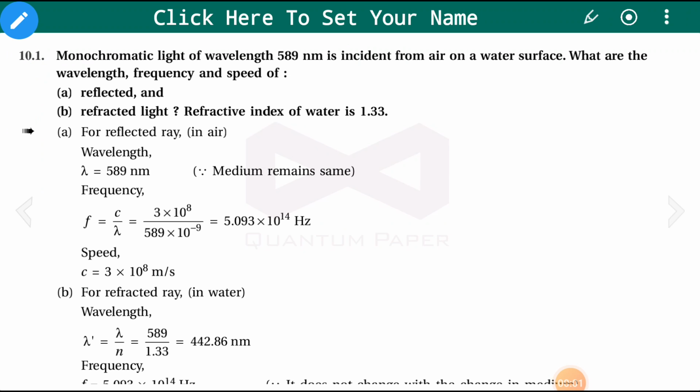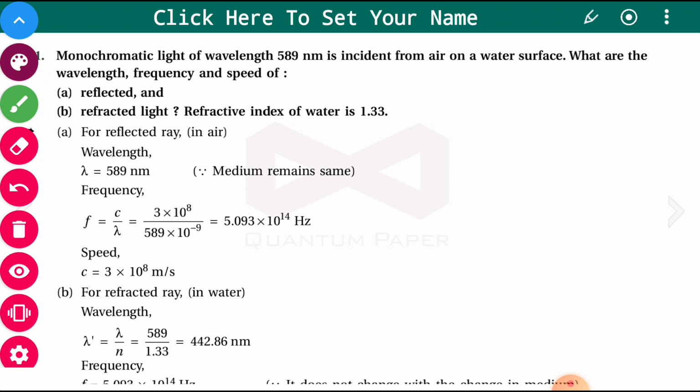We are beginning the numericals of the exercise of chapter number 10. First numerical, 10.1. Monochromatic light of wavelength 589 nanometer is incident from air on a water surface. What are the wavelength, frequency and speed of reflected and refracted light? Refractive index is given, that of water, 1.33.